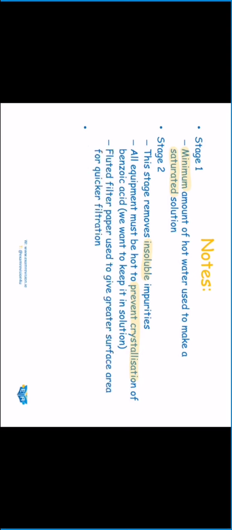Fluted filter paper is used in this gravity filtration stage because it will give a greater surface area to allow for quicker filtration. In stage 3 then, our solution is cooled to allow the benzoic acid crystals to form, and the reason it's cooled is because benzoic acid crystals have a low solubility in cold water, and impurities remain in solution to be filtered in the next stage. So although the benzoic acid crystals crystallize out, our impurities still remain in solution.